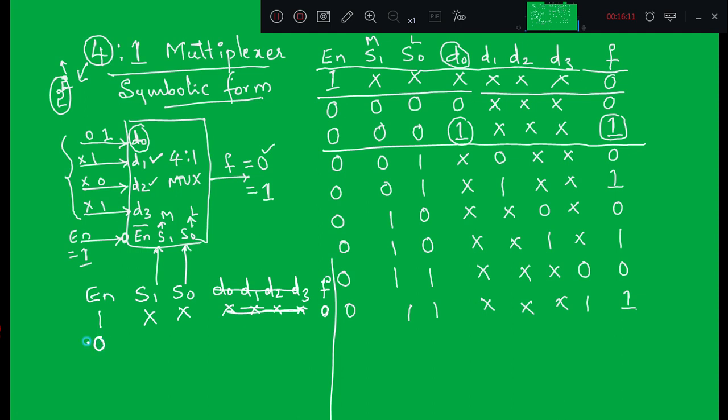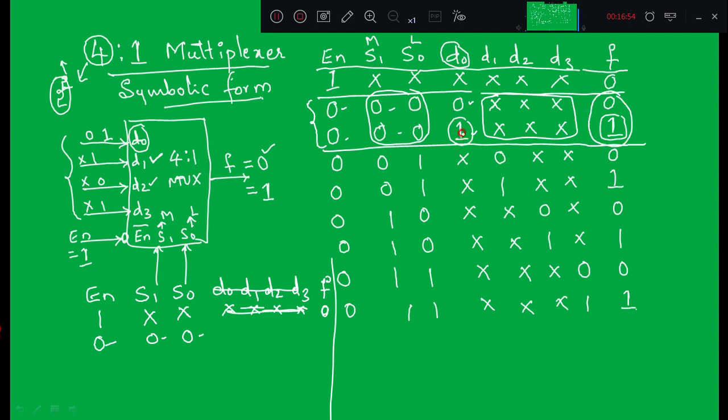Now if I make enable equal to 0, and I put select lines equal to 0 0, in these two rows you see, right? So select lines are 0 0, enable is 0. Now you see how output is changing, right? Is it depending on D1 D2 D3 when select line is 0 0? No, right? So D1 D2 D3 are don't cares, but what output you are getting is 0 and 1. So what is 0 and 1? This is the data kept on data line D0. So that means when select line is 0 0, then output follows D0.